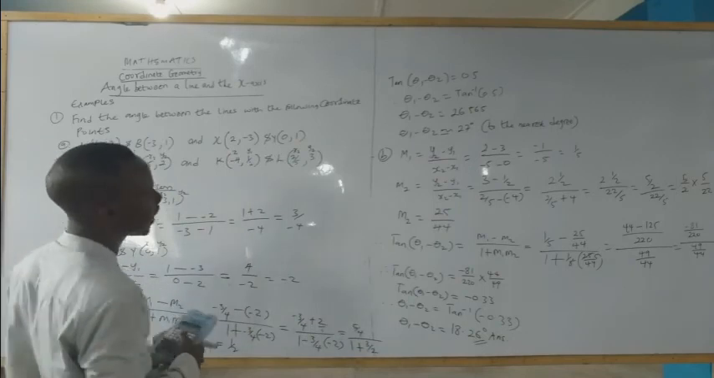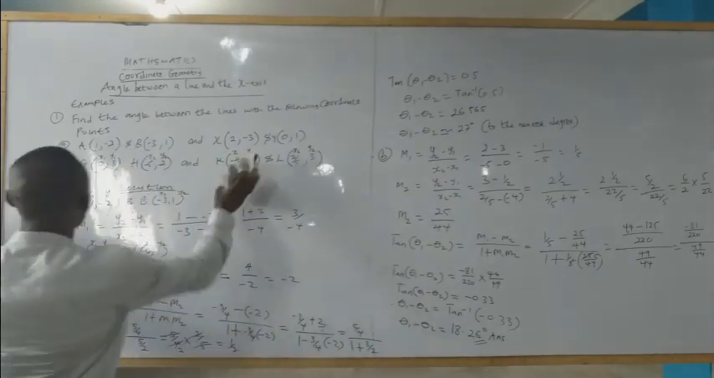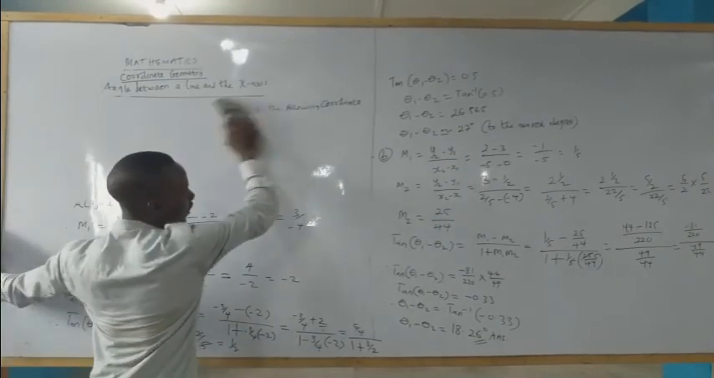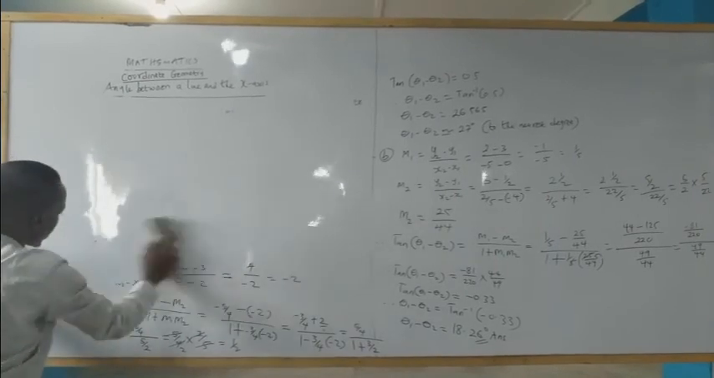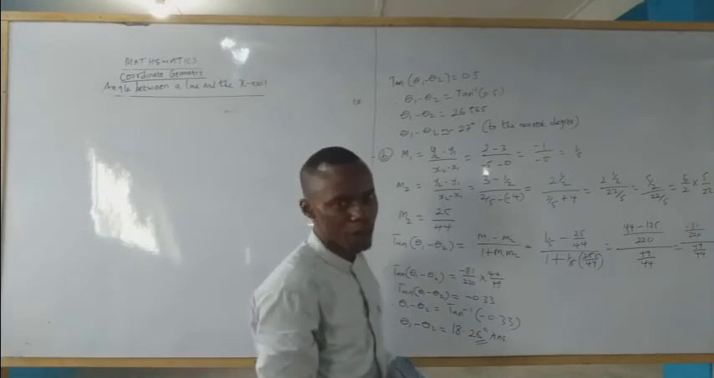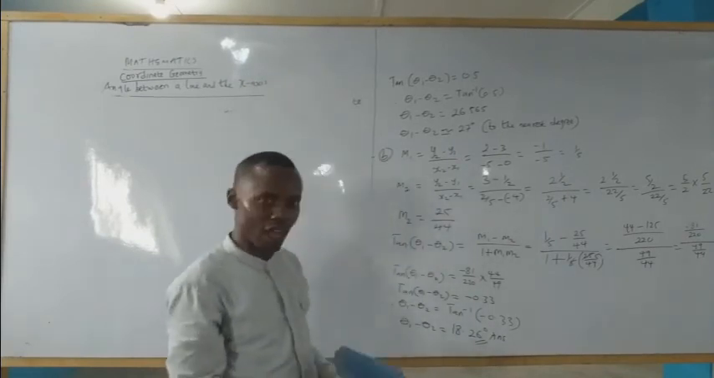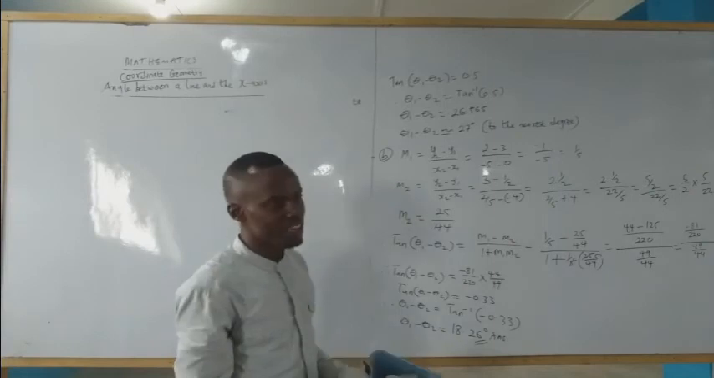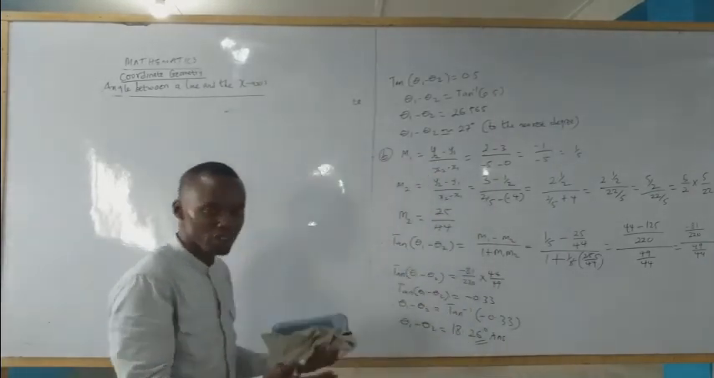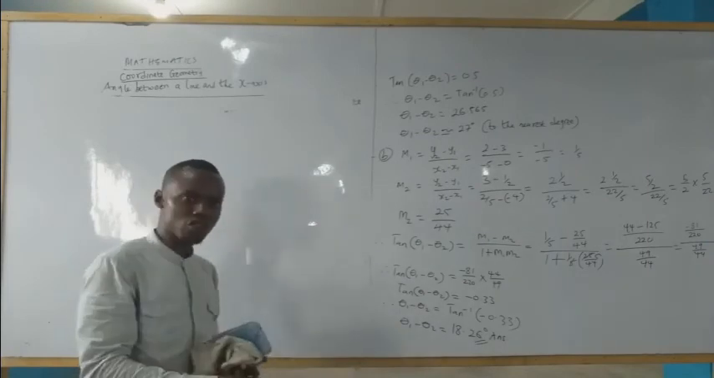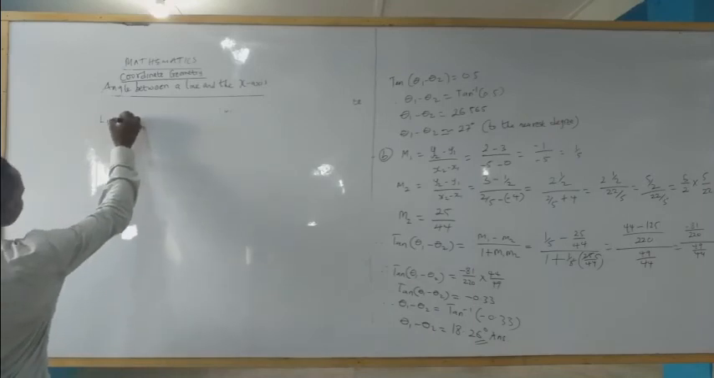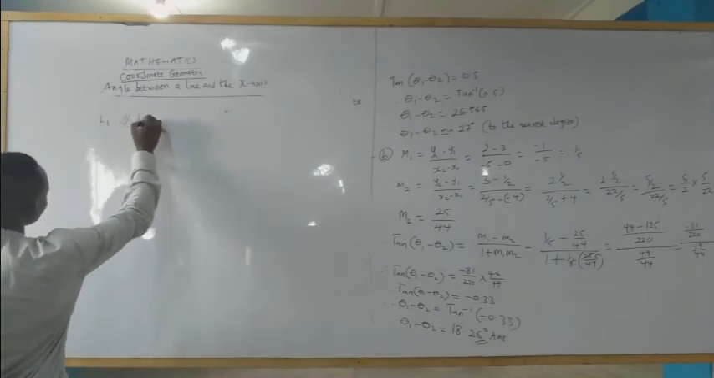Then you can be asked to find the equation of a line parallel or perpendicular to another line. A line is parallel to another line if the gradients are equal, while a line is perpendicular to another line if the product of their gradients is equal to minus 1.